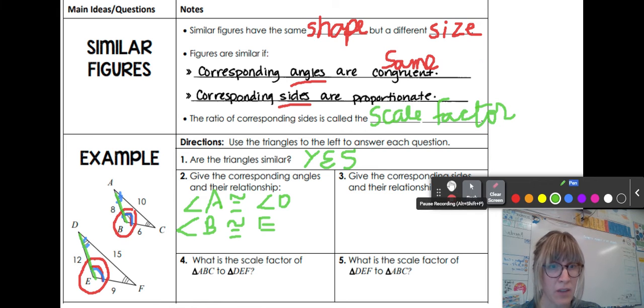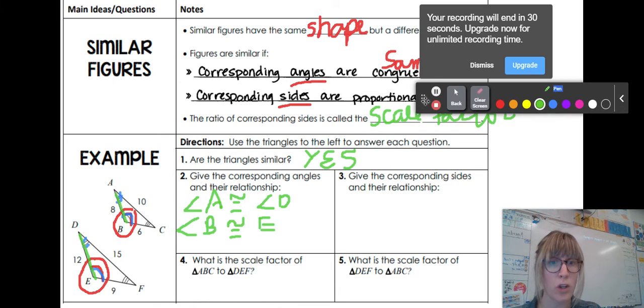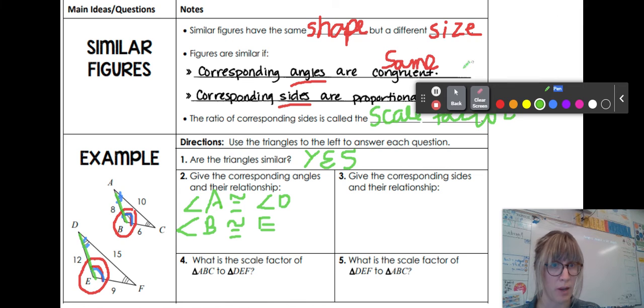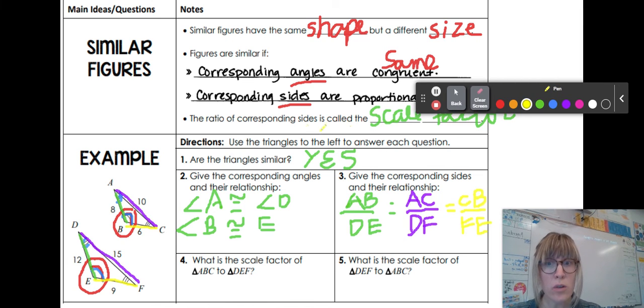So we're then going to think about giving the corresponding sides and their relationship. Okay. So since we know that these corresponding sides are proportional, we can say that AB, the line segment AB, is proportional to DE, right? Which is the same equivalent proportion, right, in this triangle, in this figure of AC in purple to DF, as well as in yellow, CB to FE.